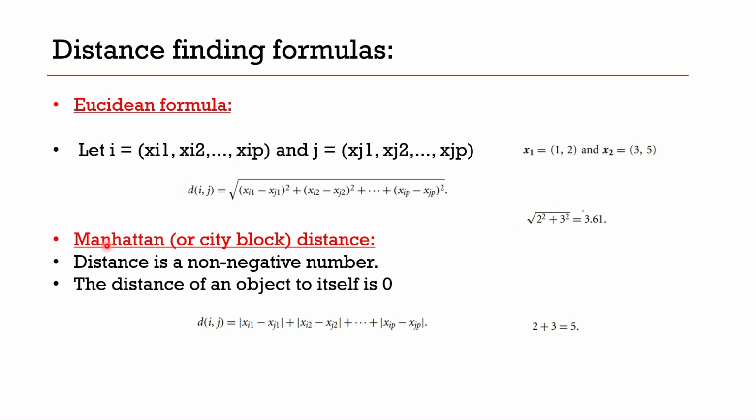The other is Manhattan distance, or city block distance. The distance is not a negative number, and the distance of an object to itself is 0. From this example, we can find the Manhattan distance by x2 minus x1, that is 3 minus 1 is 2, and y2 minus y1, that is 5 minus 2 is 3. The sum of the distances is known as the Manhattan distance, where 2 plus 3 is equal to 5. The Manhattan distance is 5.